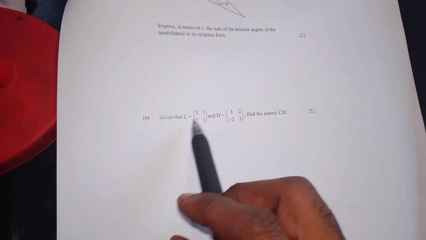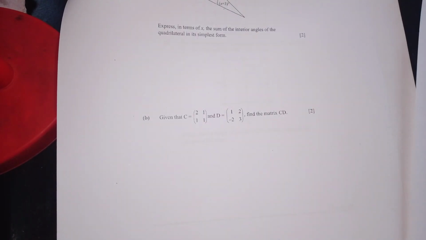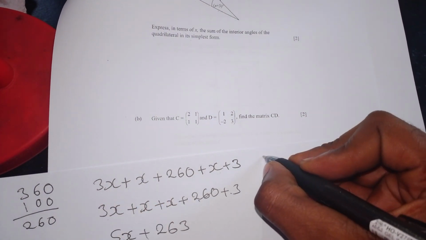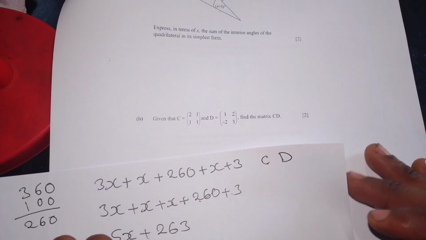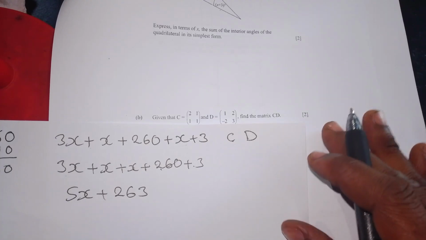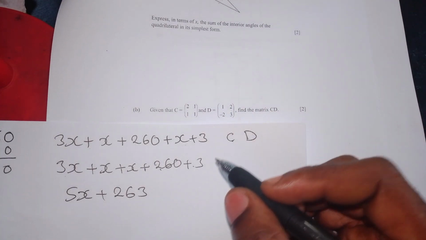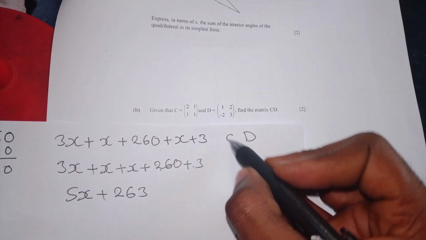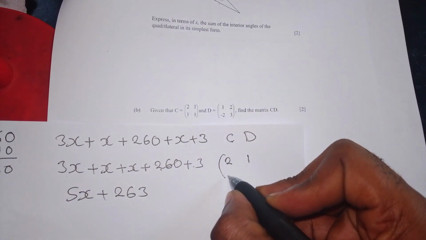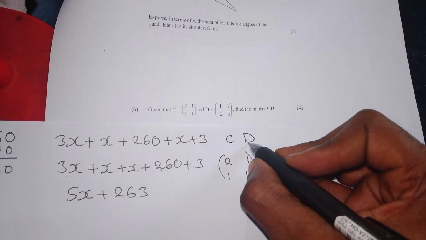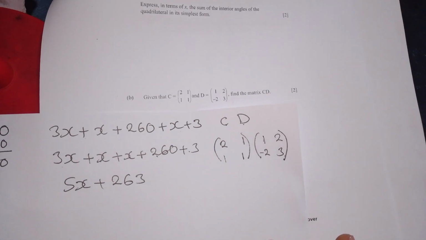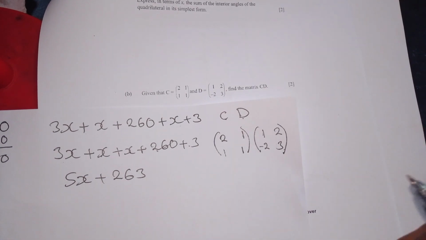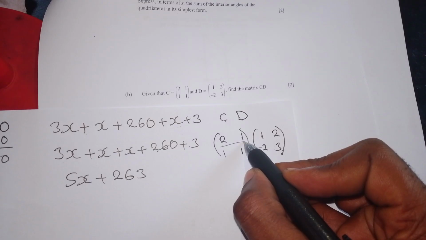And then given that C is this, D is that, find the matrix CD. So to find the matrix CD, you can just say CD. Where there is C, put your C. So for matrices, you have to be very careful because CD and DC may not be the same in general. So C is this. So we have 2, 1, 1, 1 being multiplied by D, which is 1, 2, minus 2, and then 3. So now multiplication is done by multiplying rows by columns.